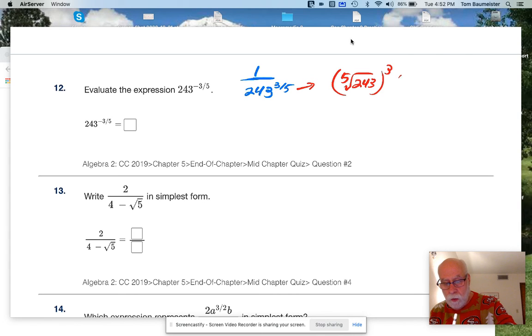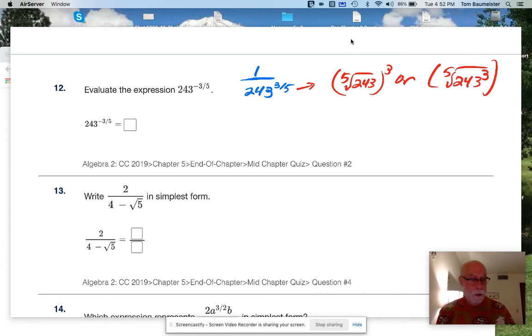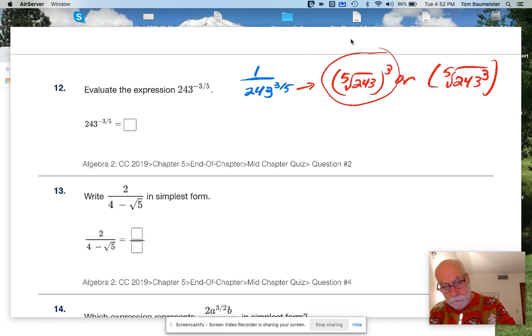cubed, or you can write it as the 5th root of 243 and then do the cubed here. I find that this one here is usually the easiest one. And I know that the 5th root of 243 is 3. So I'll have 3, and then I have the cubed on the top there. So that'll be 27.